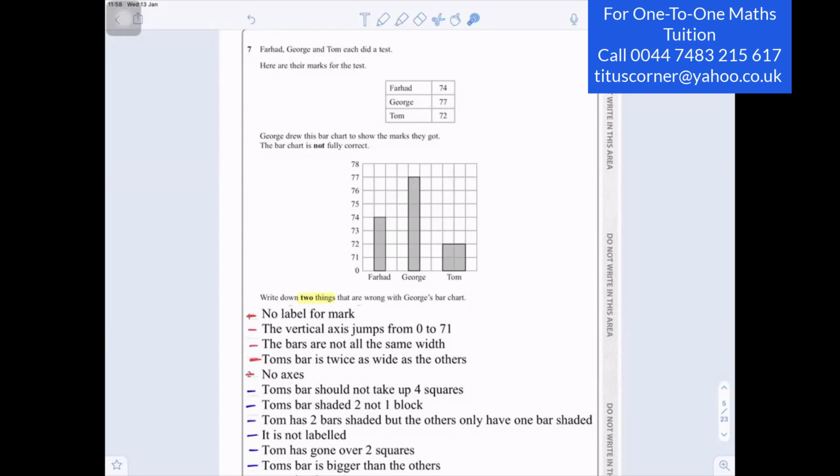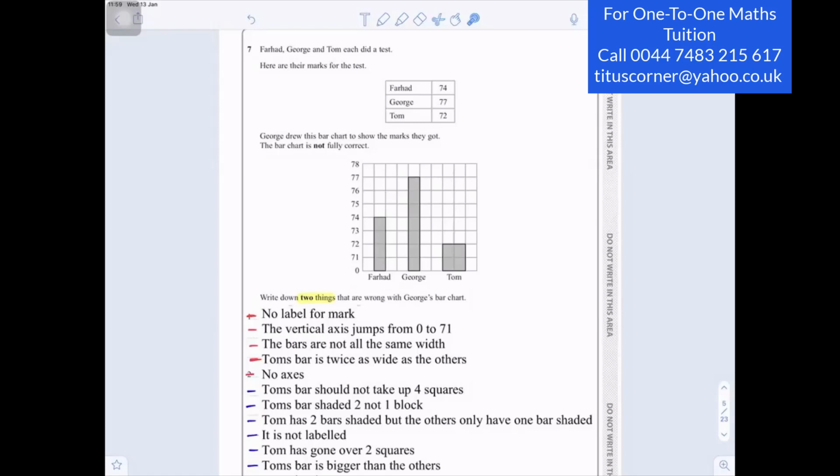I've listed a few more than 2 there, but you can pick any 2 of them. First, number 1, there's no label for mark. So if you look on the y-axis, there's no label there. So it doesn't tell you what it is. That's one reason. The vertical axis jumps from 0 to 71. If you look at this y-axis, it goes from 0 to 71. How does that work? It has to be equally spaced.